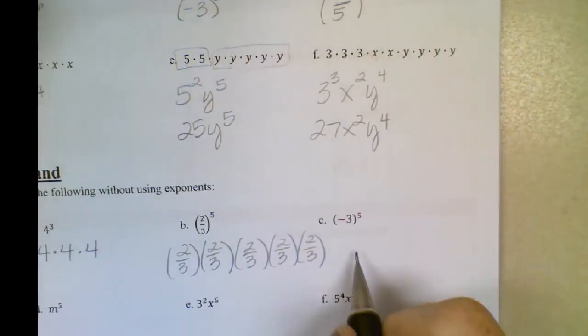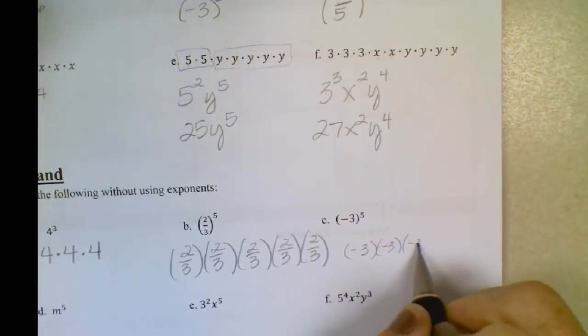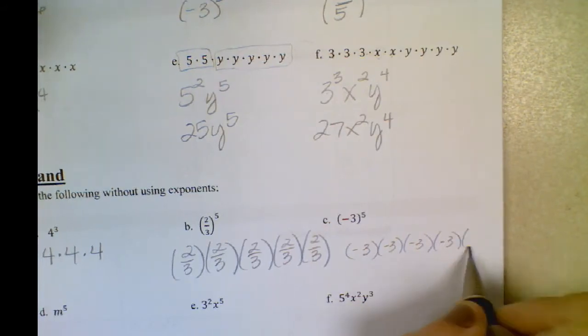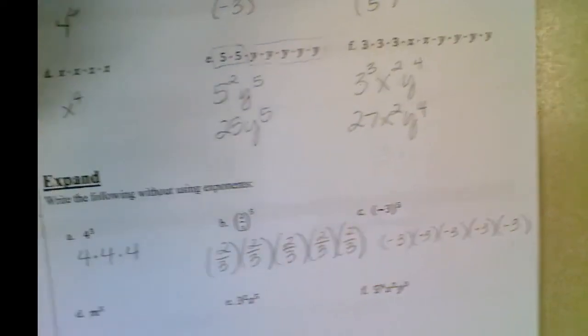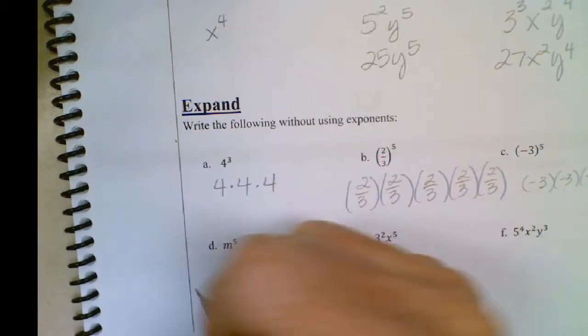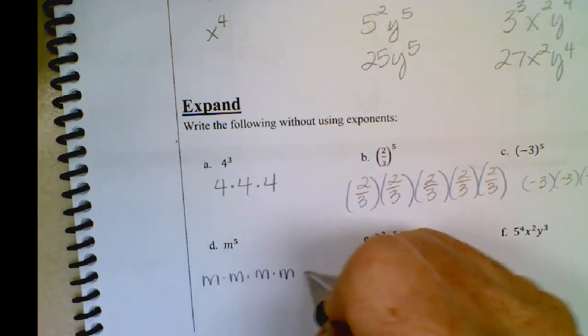Negative 3 to the fifth would be negative 3 times itself 5 times. You can see when you're multiplying how that number would get exceptionally large or small really quickly. Okay, m to the fifth means simply m times itself 5 times.